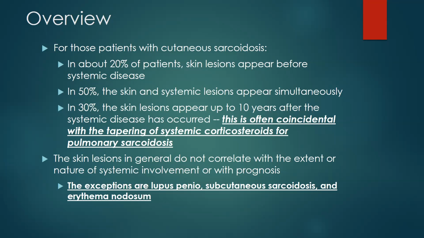The skin lesions in general do not correlate with systemic involvement, with the exceptions I highlight here below: lupus pernio, subcutaneous sarcoidosis, and erythema nodosum. And we're going to go through each one of these one by one.